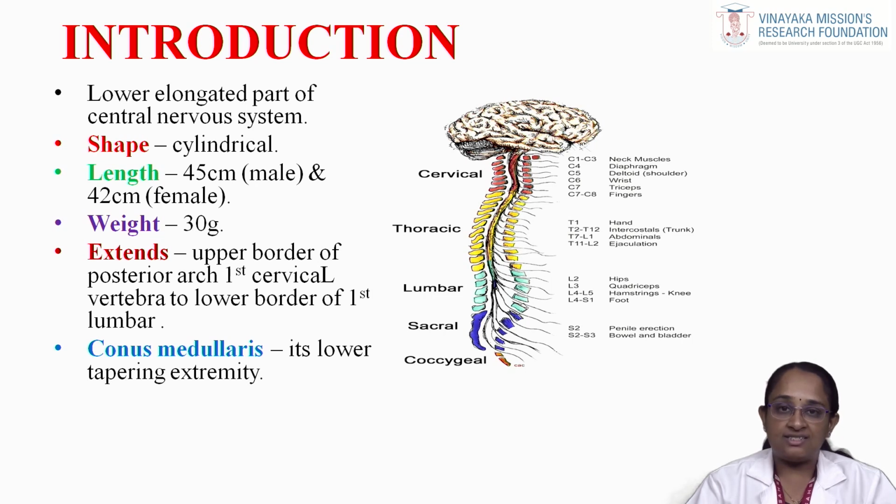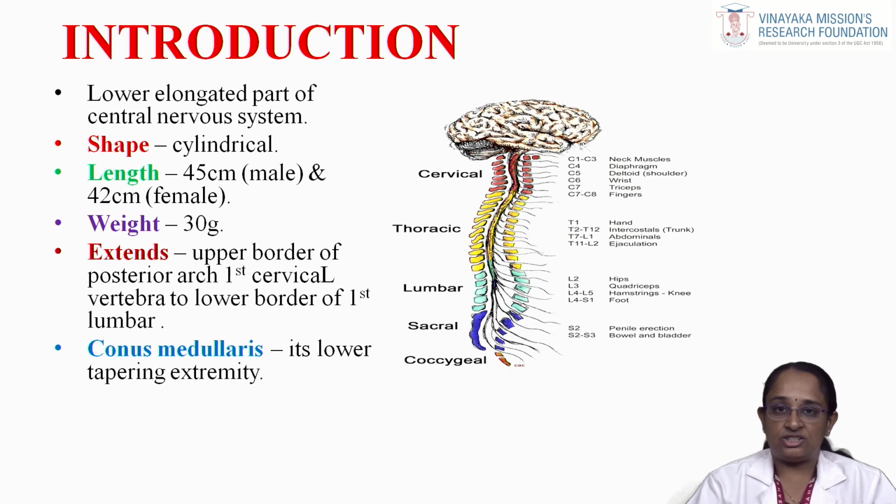As it is an elongated structure, we say it is a cylindrical structure. Then the measurements vary from textbook to textbook, but we study an approximate measurement in anatomy. It varies a little between male and female: 45 centimeter for male and 42 centimeter for female. The weight is also approximate, and here we refer to it as 30 grams.